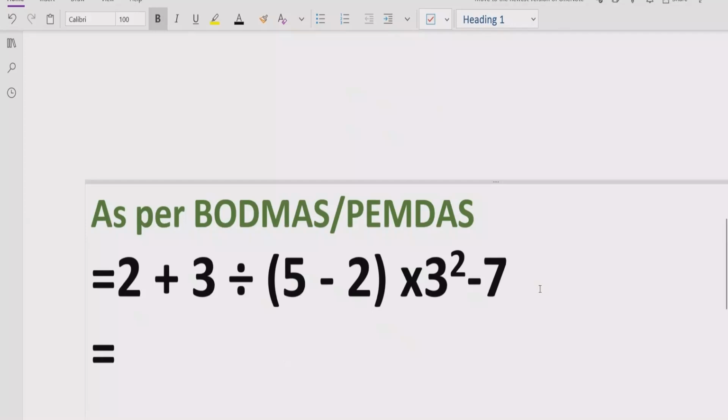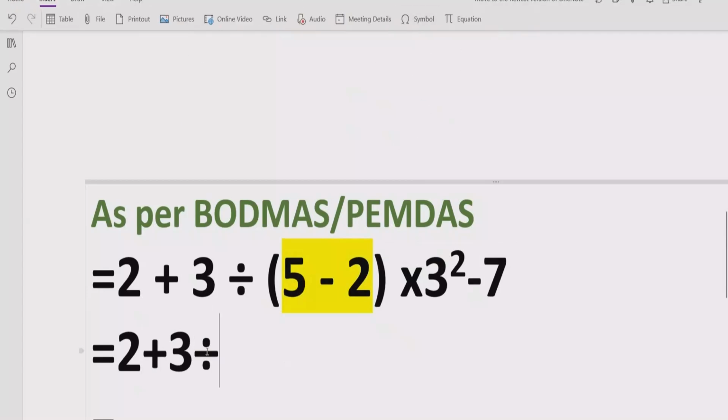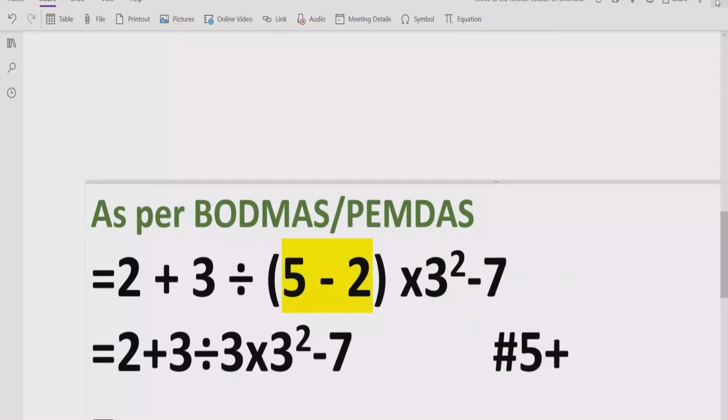Now, move forward to solve the given expression. According to the BODMAS and PEMDAS rule, first of all, we have to solve the bracket, which is this one. So first of all, we write 2 plus 3 divided by 5 minus 2, which is equal to 3, and multiplication and 3 raised to power 2, we will write as it is, minus 7. And here we have to give the reference: 5 minus 2 equals 3.